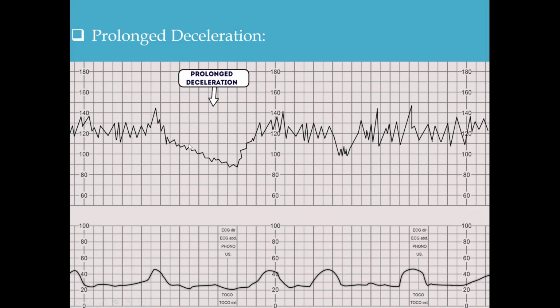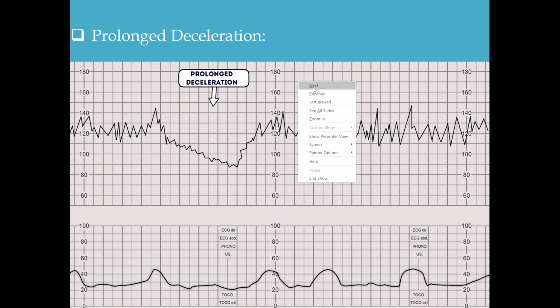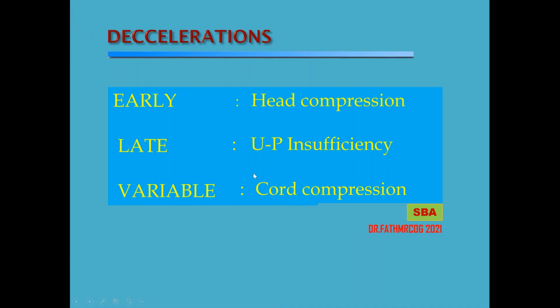Look here, it stays more than 3 minutes. Here the big square is 1 minute. This is 1, 2, 3, and it's about 4 minutes. So this is the duration here. If you estimate from here to here, the duration of the prolonged deceleration is more than 3 minutes. This is about the deceleration and its causes, and this is a recall question.